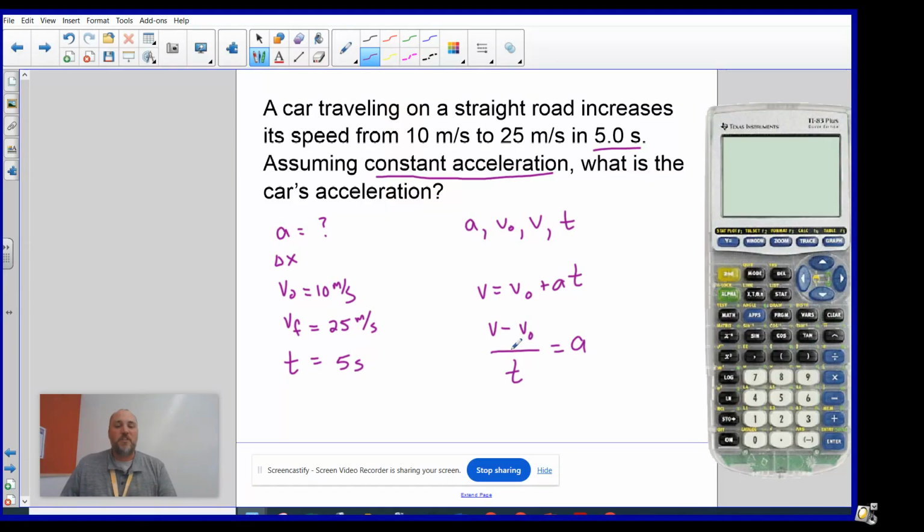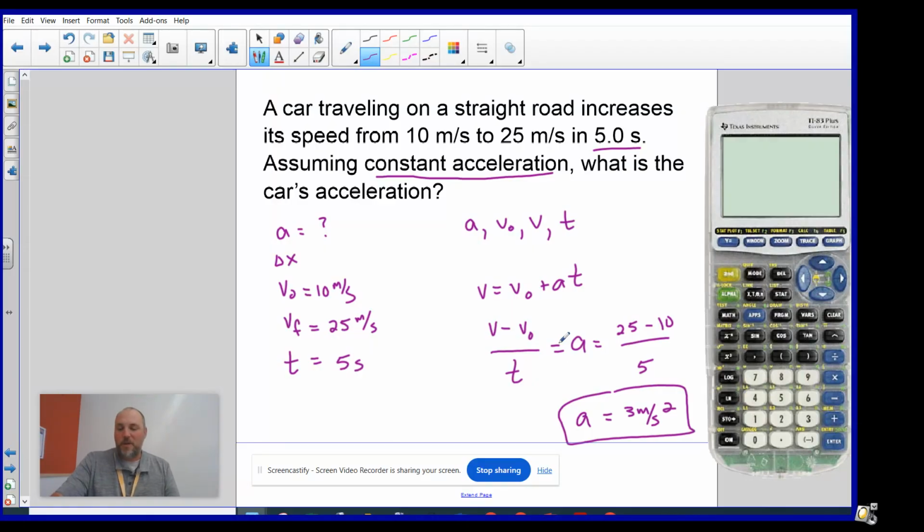Now I have each of these values, so I can plug in my final velocity of 25, my initial velocity of 10, and my time of 5 seconds. And that should be 15 divided by 5, or 3 meters per second squared. Okay, so that's using the first kinematic equation and rearranging to find a. Let's try another one, a different one.